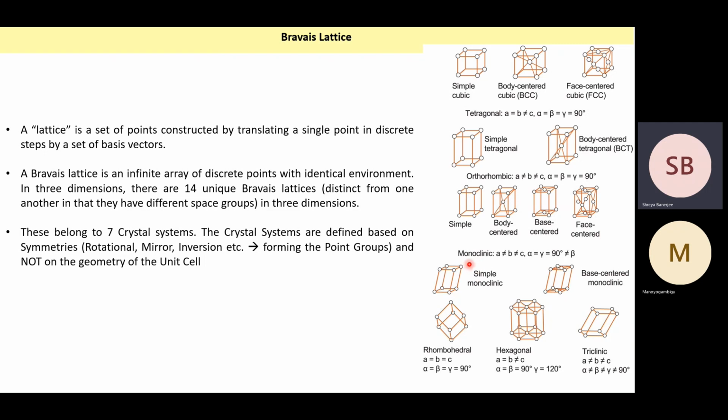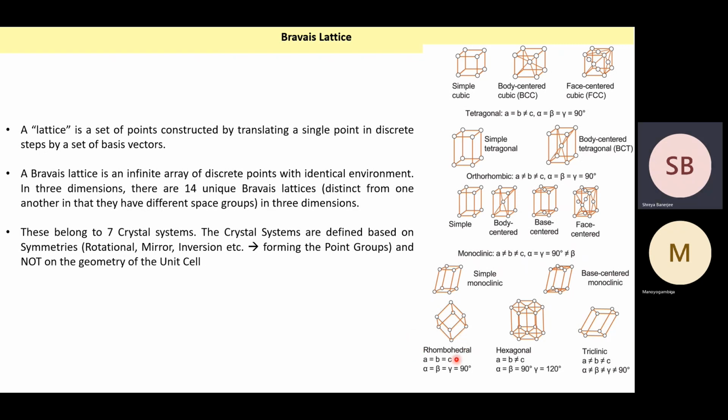The next crystal system is called monoclinic, where A, B, and C are all different. Alpha and gamma are equal and equal to 90, but beta is different. In monoclinic, you can have a simple monoclinic with a lattice point at each corner, or a base-centered monoclinic with lattice points at corners and at the middle of the bottom face and the top face. The final three crystal systems are not subdivided into anything. They are just simple cases.